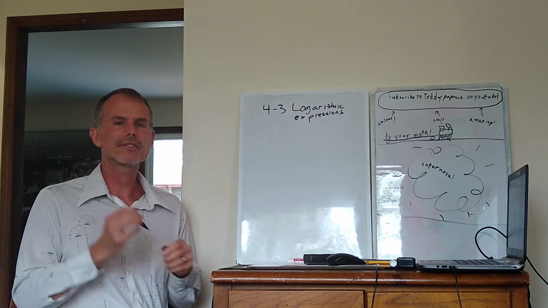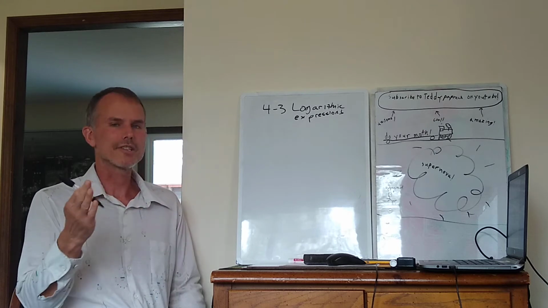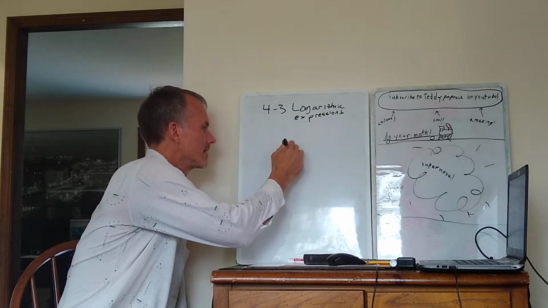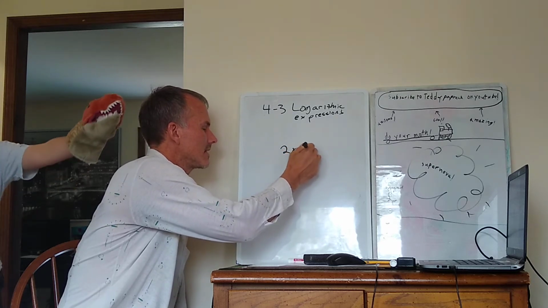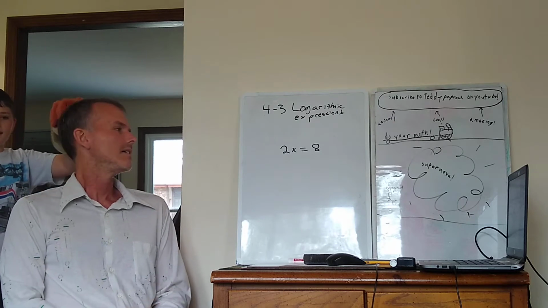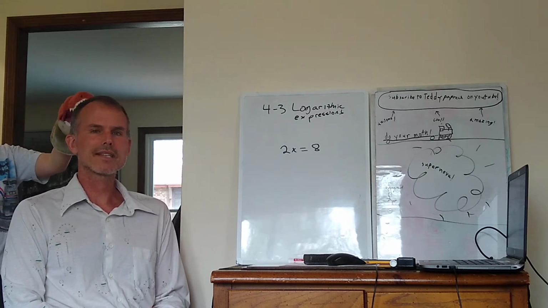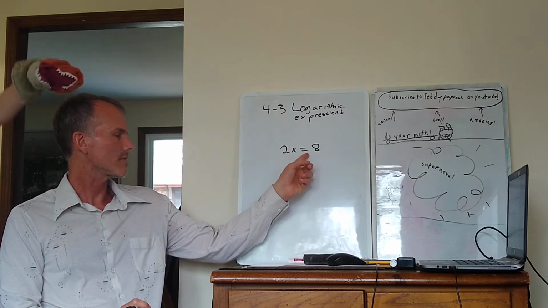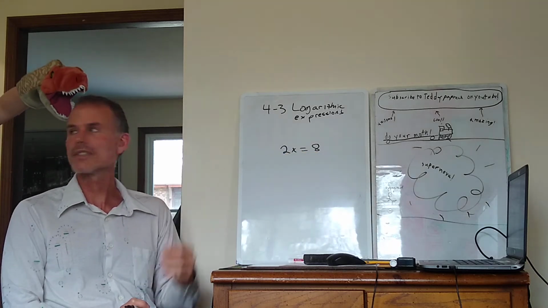I'm going to write just kind of an equation up here. It's not going to have a logarithm in it or anything. I'm just going to write 2x equals 8. Okay. Now that's an equation, right? It has an equal sign. This says that this expression is exactly equal to this expression.